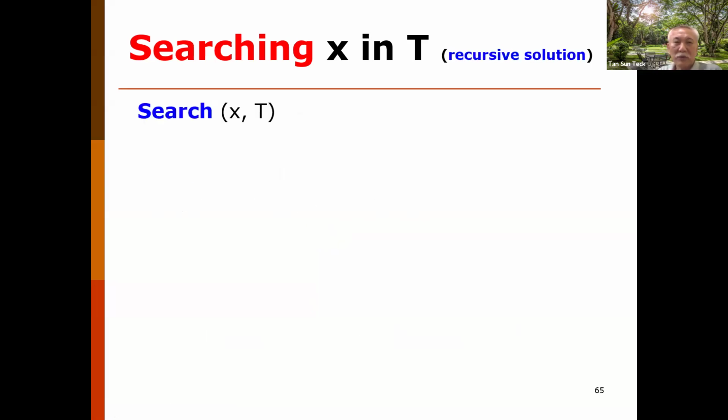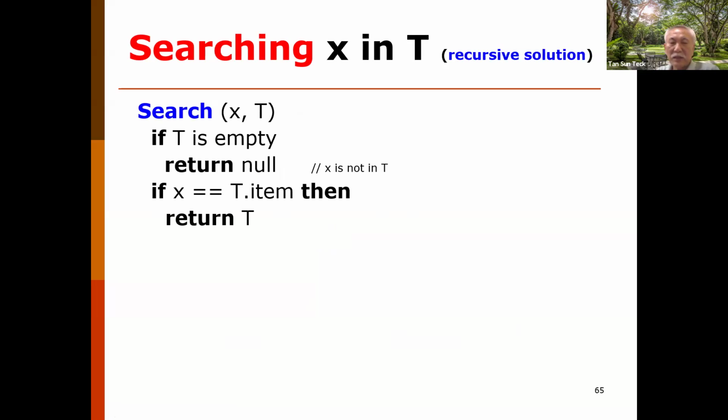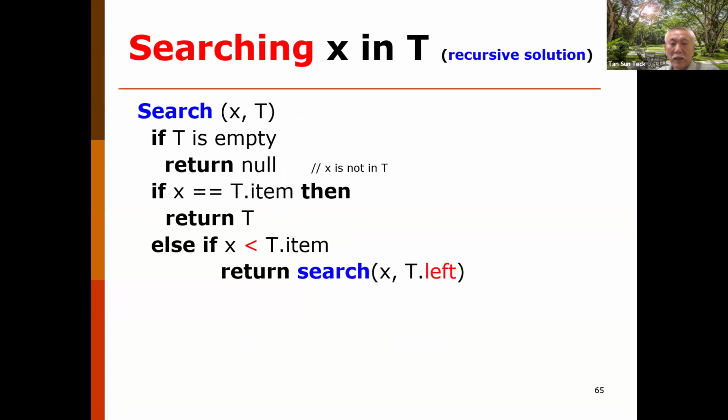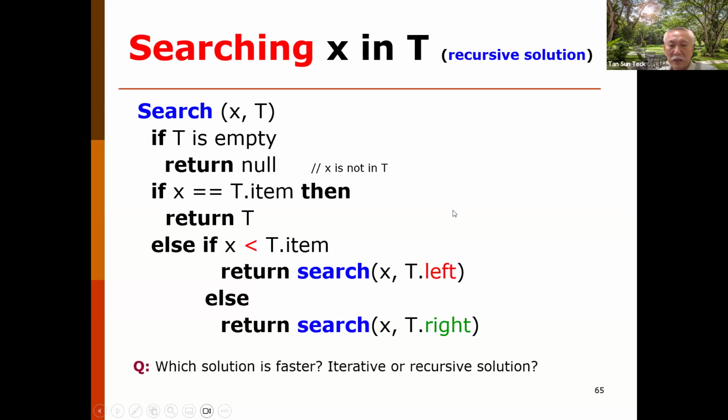So searching, how do you do it recursively? If T is empty, return null, you cannot find it. If they are the same, you return the pointer pointing to the T node. If X is less than T dot item, X is too small, so you want to look at the left-hand side of this T and search there. This T is a dynamic value. You look at the item and check whether the X that you are searching for is smaller or greater than this item, and then you search using the correct path. Okay, so you have this, and then you are done.